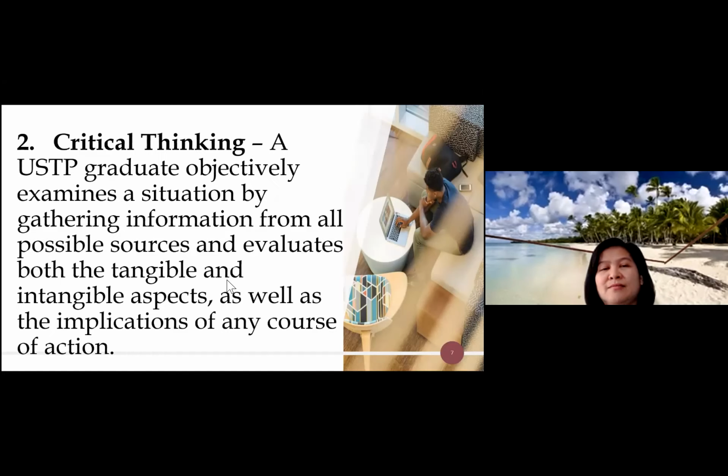Critical thinking. The USTP graduate objectively examines a situation by gathering information from all possible sources and evaluates both the tangible and intangible aspects as well as the implications of any course of action. I would like to emphasize here the term implications. So you gather information and then you make a judgment. This is what critical thinking is about. It's not just about knowing what is, but knowing what should be and knowing what is around the what is. It's a contextual kind of thinking, and this is what we would like to develop in our USTP graduate.